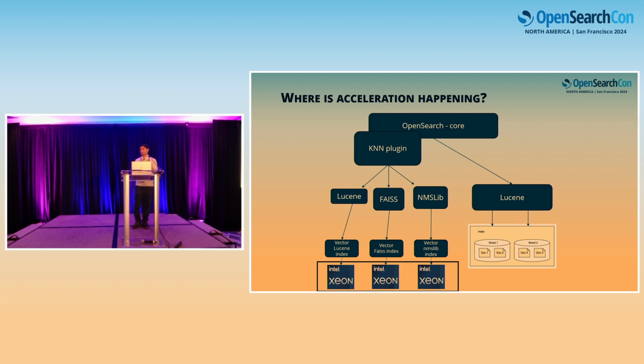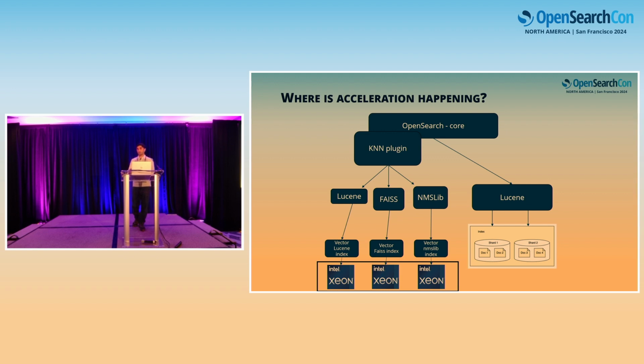The other side, the arrow which goes straight to Lucene, is the non-vector component, where you don't really need a KNN index. So that hotspot is what gets accelerated when we introduce an accelerator.